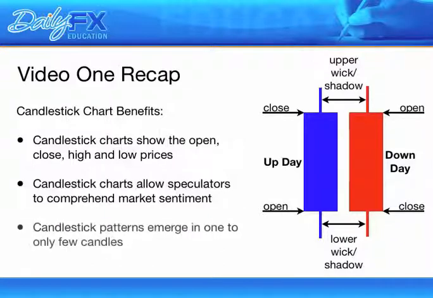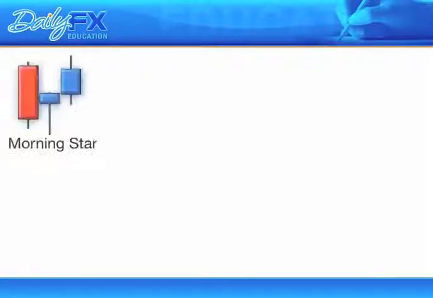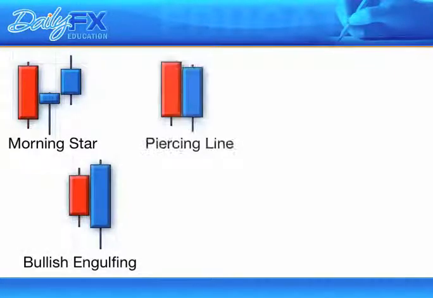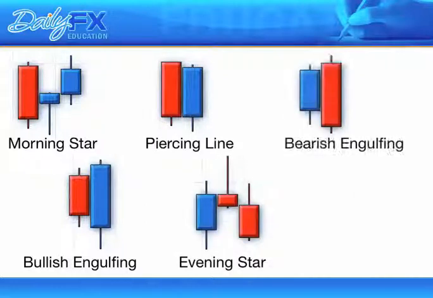Additionally, we demonstrated how candles provide speculators with unique visual cues that can help to comprehend market sentiment. And finally, we pointed out that Western technical analysis patterns often take several months to set up, while candlestick patterns emerge in only one to only a few completed candles. With these benefits, traders can more quickly and accurately locate price reversals and identify entries and exits for their trades. After laying this groundwork, we introduced 3 bullish candlestick patterns and 3 bearish candlestick patterns.